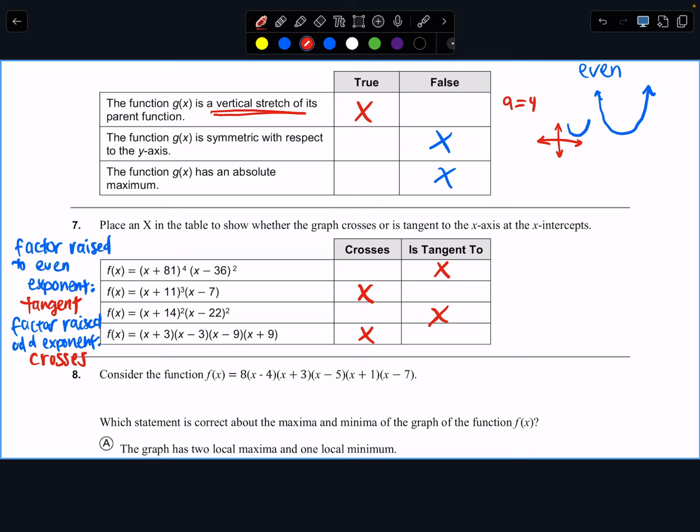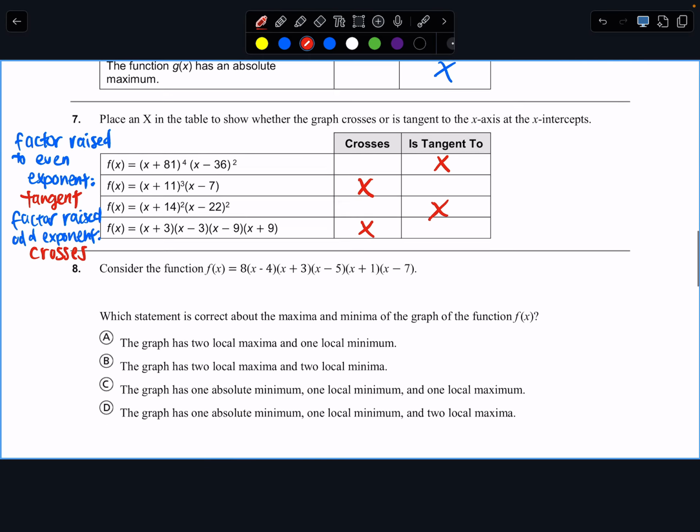Does that make sense? Okay, any questions? And that's legitimate. Everyone in every single Algebra 2 class has had that same concern, okay? Let's look at number 8.